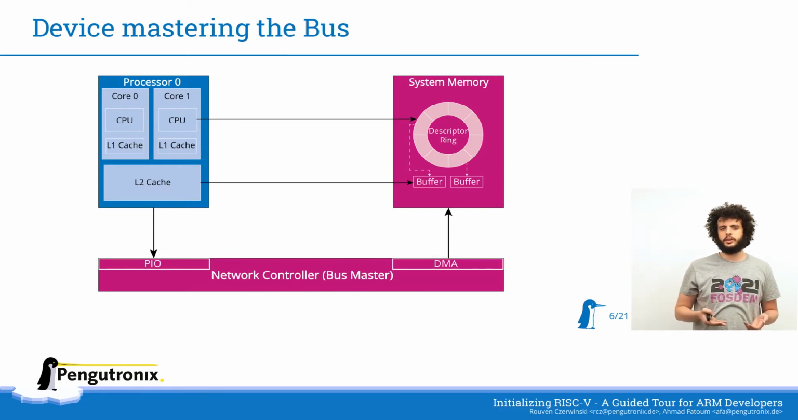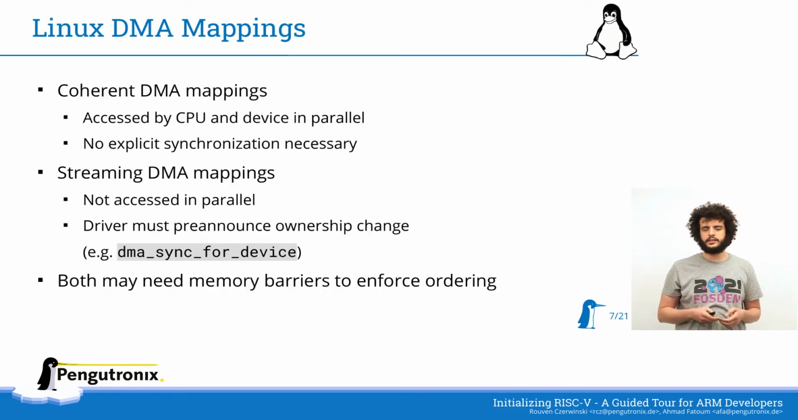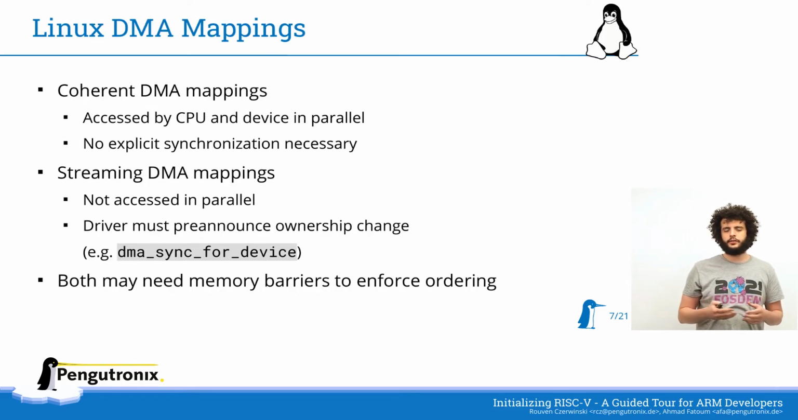And then we have the descriptor ring, which we use for synchronization with the network controller. And when we set a bit that says, okay, network controller, you can now use this descriptor, we want these changes to be directly propagated to the network controller and the inverse of that. So we want that ring to be coherent. How does Linux deal with it? You have two different types of DMA mappings. We have coherent DMA mappings, which are accessed by the CPU and device in parallel, and we don't need any explicit synchronization, which makes it very good to implement these descriptor rings.